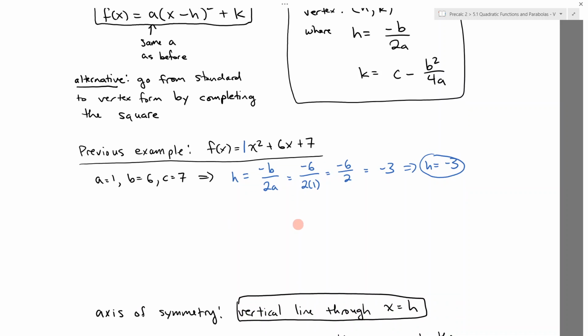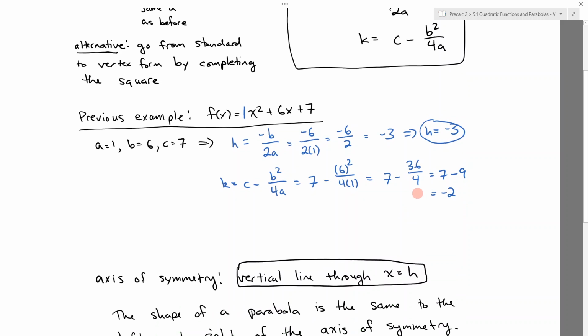Now let's calculate k. So k is c minus b squared over 4a. So again, plugging the numbers in, 7 minus 6 squared over 4 times a, which is 1. Okay, so let's calculate 6 squared first. So that's 36. 4 times 1 is 4, and then 36 over 4 is 9. So 7 minus 9 is equal to minus 2. So we have k is equal to minus 2.